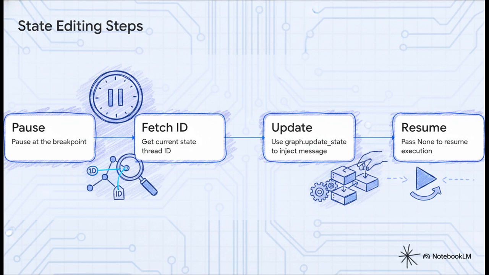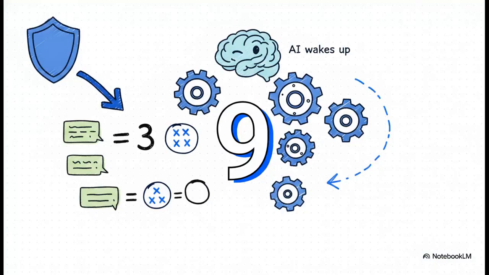First, the execution is currently paused at the breakpoint. Next, we fetch the current state snapshot to grab the specific thread ID. Then, we use the incredibly powerful graph.update_state function. We pass it the thread ID of our conversation, and we inject the new message content. Because of LangGraph's add_messages reducer logic, if we don't specify an existing message ID, it simply appends this new instruction right at the end of the state. Finally, we resume the graph by passing None. Let's see how this all comes together.